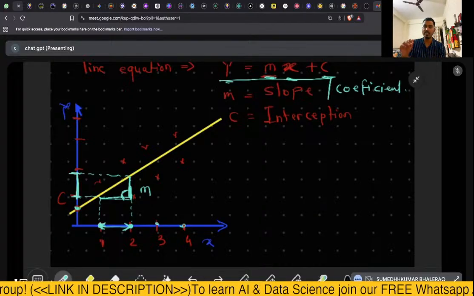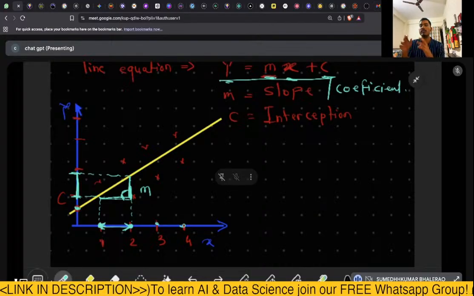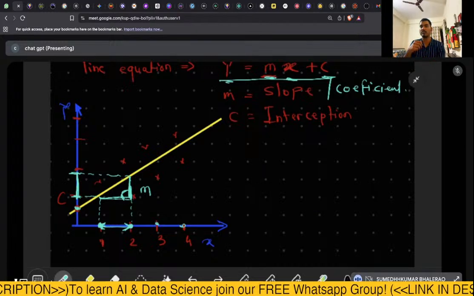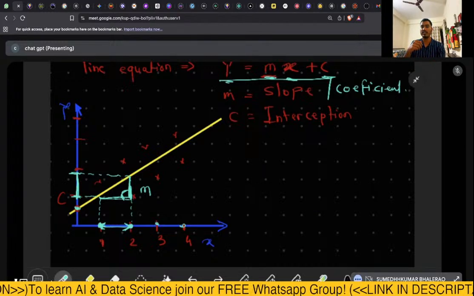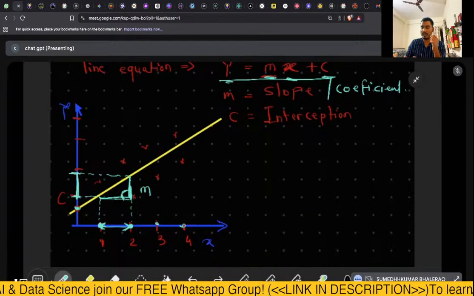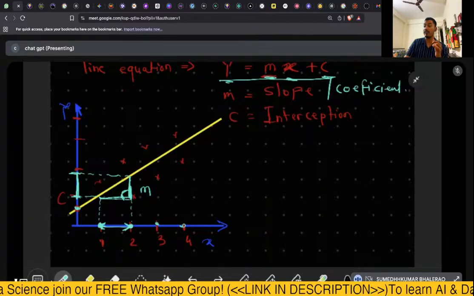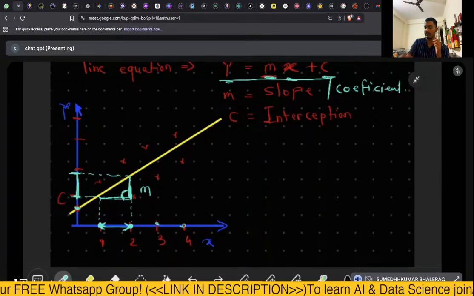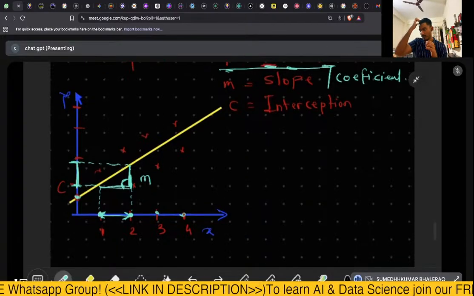Now, this is a somewhat old equation. This is not the very latest equation. My charging is a little low, and anytime the laptop can die. I will just take 5 to 10 minutes more.